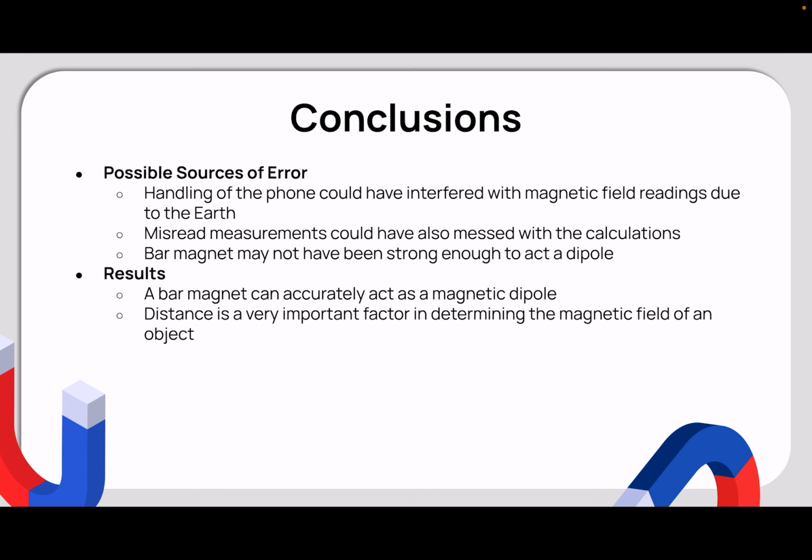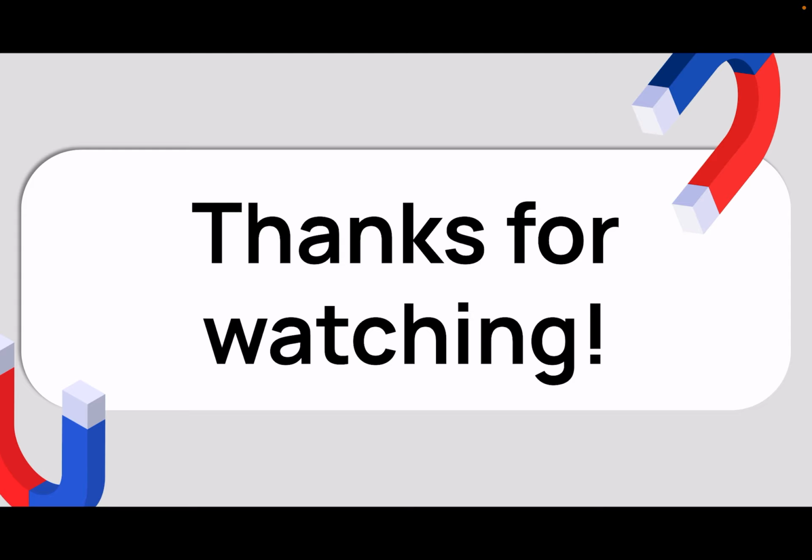The results of this lab include that a bar magnet can accurately act as a magnetic dipole, since the experimental and the computational data were relatively similar, and that distance is an important factor in determining the magnetic field of an object.